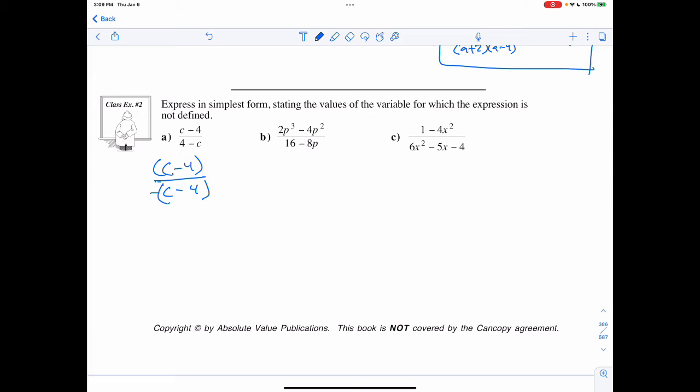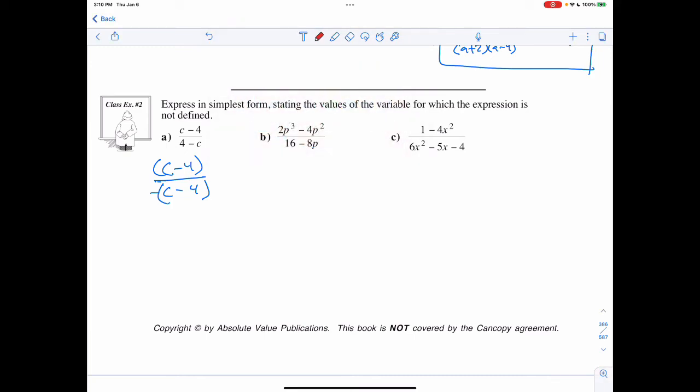Now, the fast way to think of this is anytime I need to change the order of a subtraction, so instead of saying 4 minus x, it needs to become x minus 4, all I do is I pull out a factor of negative 1, or I switch the sign on the outside. And then I'll wind up with something that's equivalent.